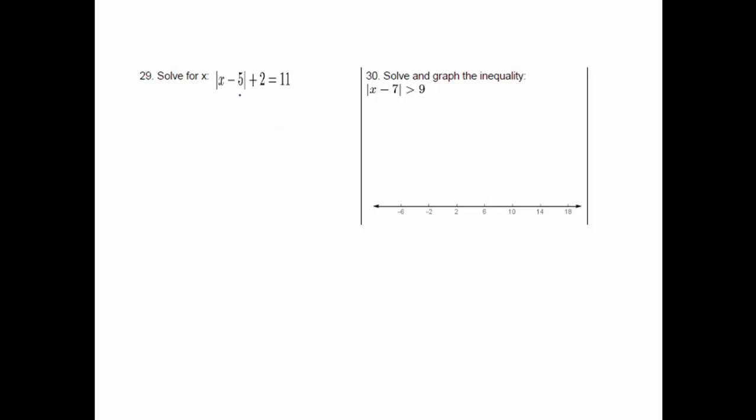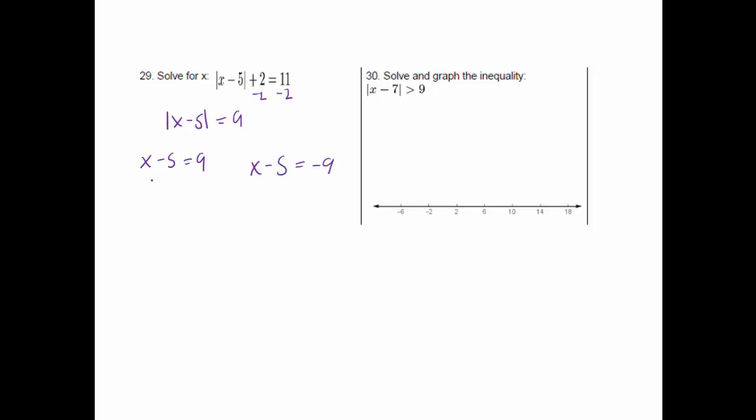Alrighty, number 29 says to solve for x, we've got the absolute value of x minus 5, plus 2 equals 11. Absolute values generally have two answers, so that's what we're going to be looking for here. First of all, we want to isolate the absolute value, so I'm going to subtract 2 from both sides. So I'll get the absolute value of x minus 5 is equal to 9. And then at this spot is where we write two equations. We'll have x minus 5 equals 9, or x minus 5 equals negative 9.